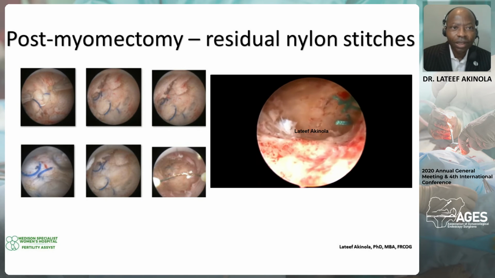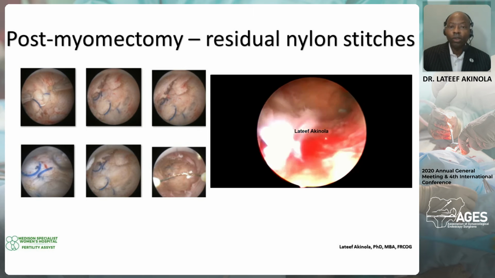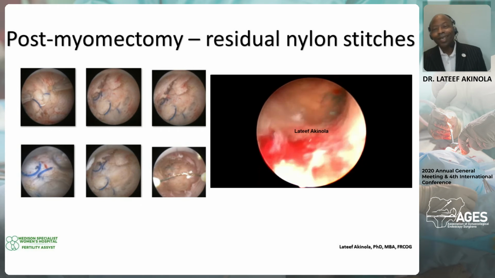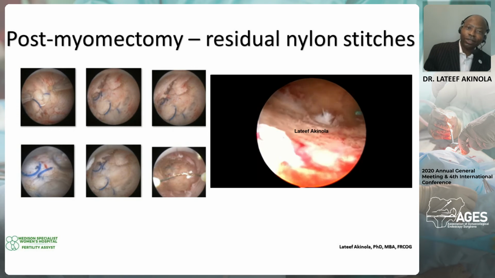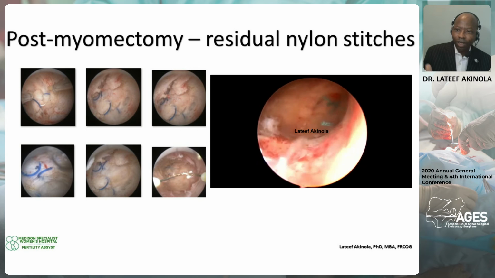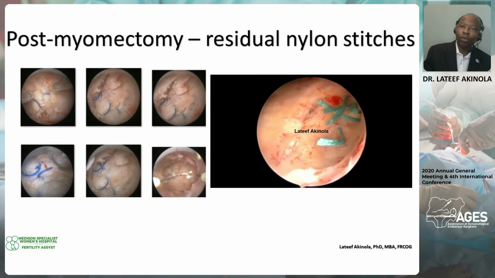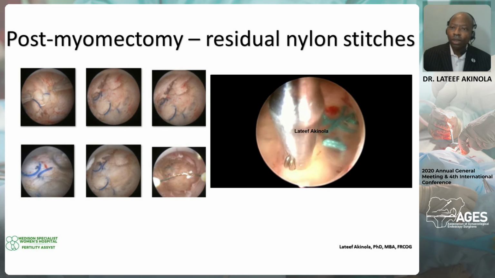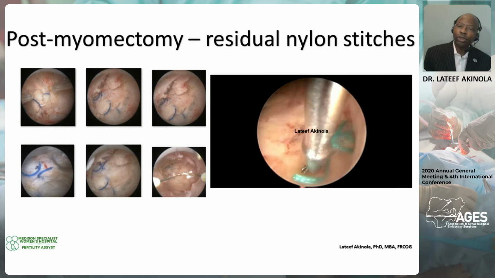What we are seeing nowadays are post-myomectomy residual nylon stitches. This is becoming very uncommon. I don't know whether we are regressing in our techniques, while we still find some of our colleagues using nylon for myomectomy. And we can see this can become very difficult to remove, especially when the stitch is extended outside the uterus itself.